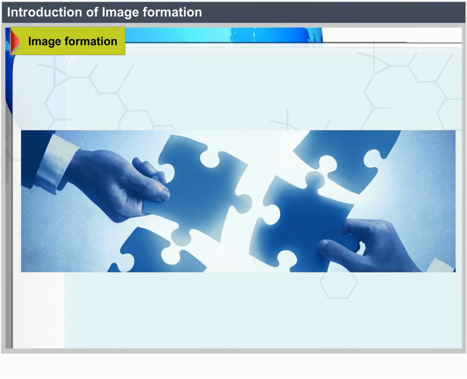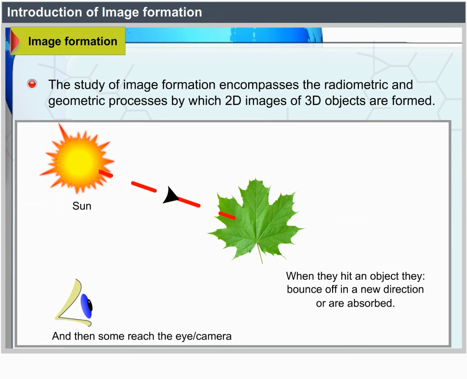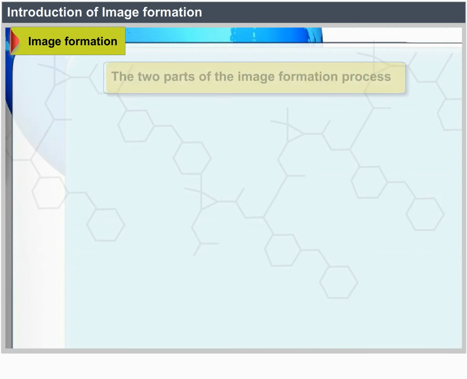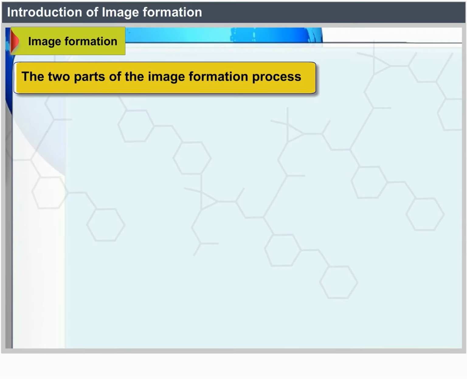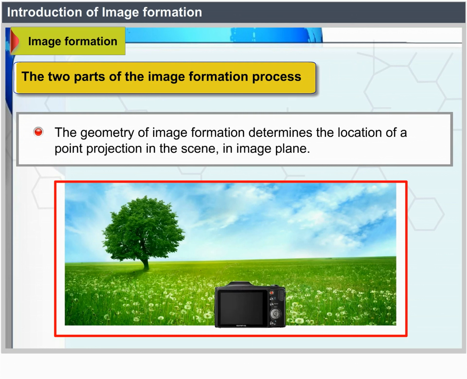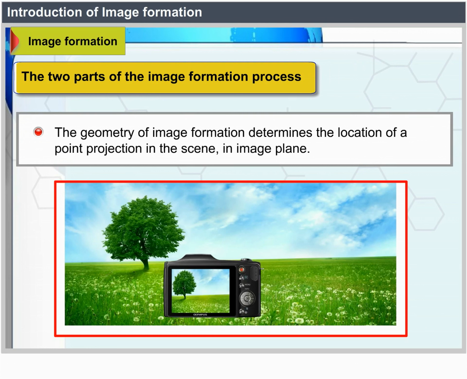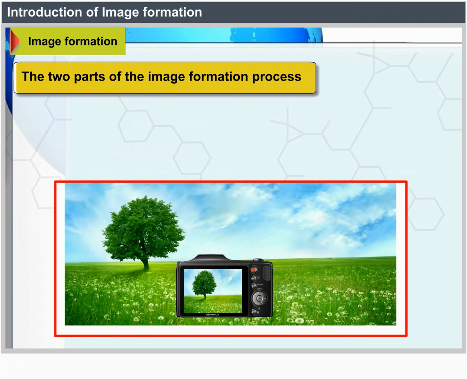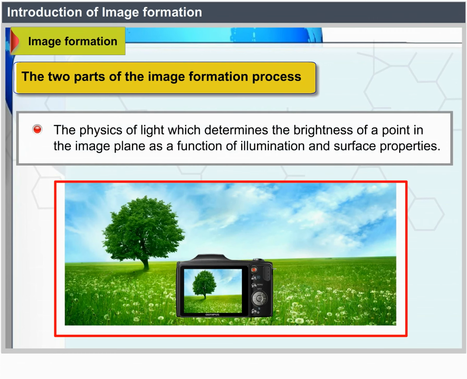Image formation. The study of image formation encompasses the radiometric and geometric processes by which 2D images of 3D objects are formed. The image formation process also includes analog to digital conversion and sampling. The two parts of the image formation process: the geometry of image formation, which determines where in the image plane the projection of a point in the scene will be located; and the physics of light, which determines the brightness of a point in the image plane as a function of illumination and surface properties.